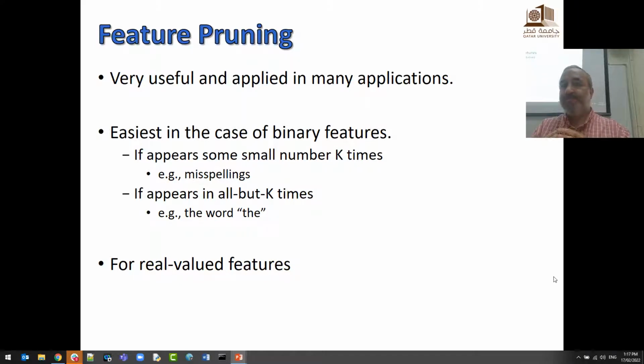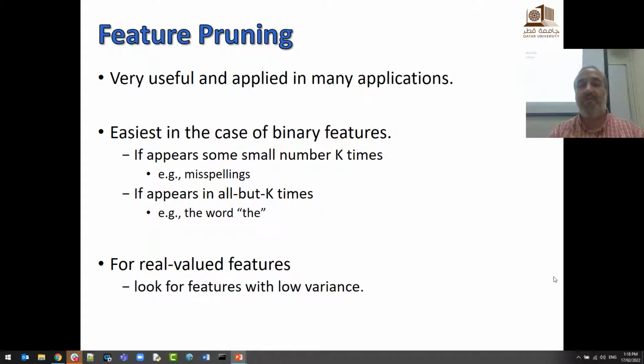So in real values, if these real values don't change much, then maybe we can say that it's useless, right? But the question now is, how can we know that it doesn't change much? Remember, in statistics, we have something called standard deviation or variance. If the standard deviation is large, what does that mean? It changed a lot, right? There is lots of variation in the values. If it's very small, then the range of variation is very small, so we can think of it as getting towards being constant. So the idea here is that we will look for features with low variance.